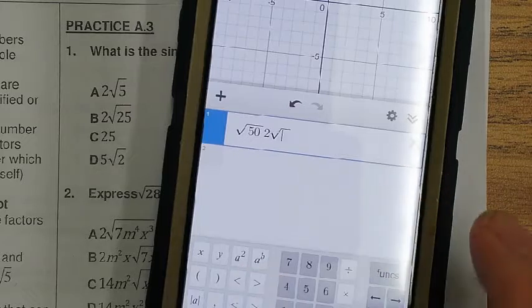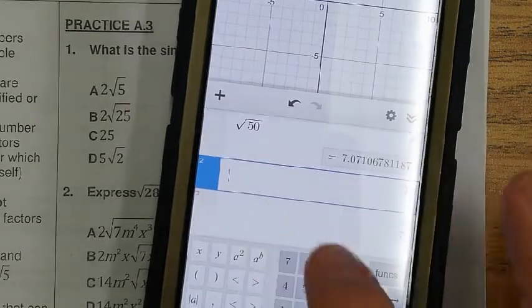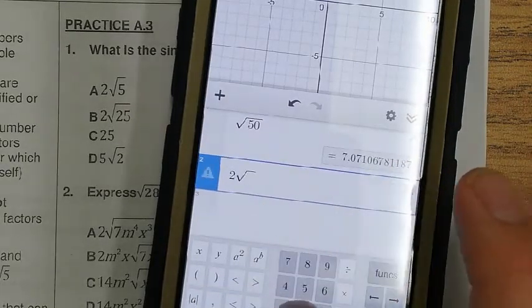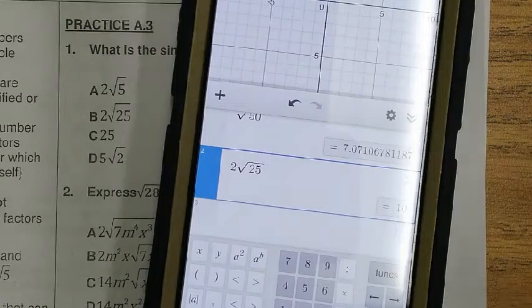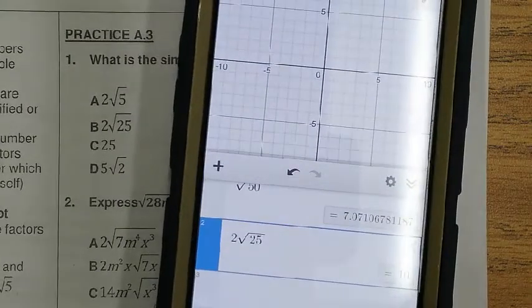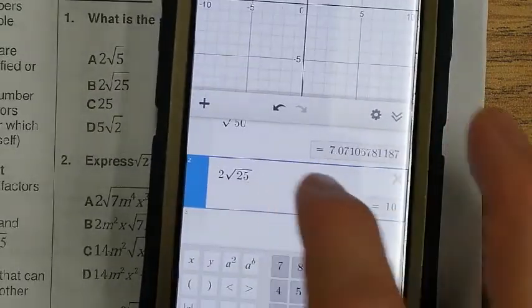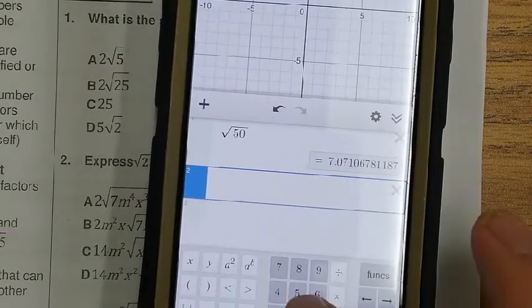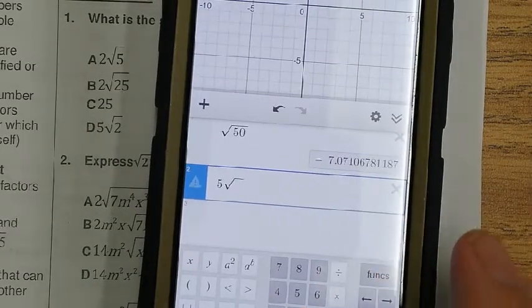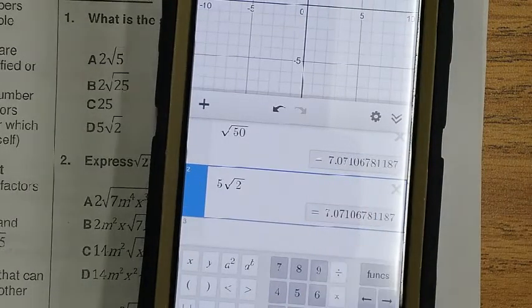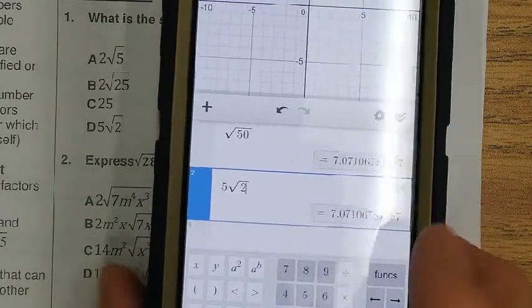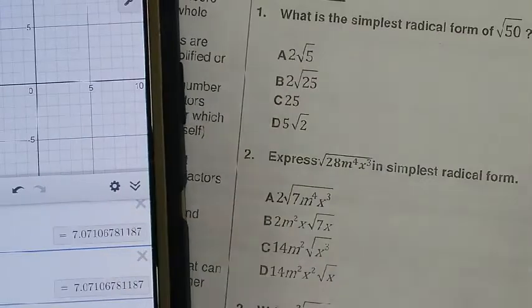2 square root of 25. Okay, that one says 10. So we know that's not right either. So now let's try the last one. 5 square root of 2. Well, if you look, both those give you the same exact decimal, so you know it is D. That's literally all you have to do for those type of questions.